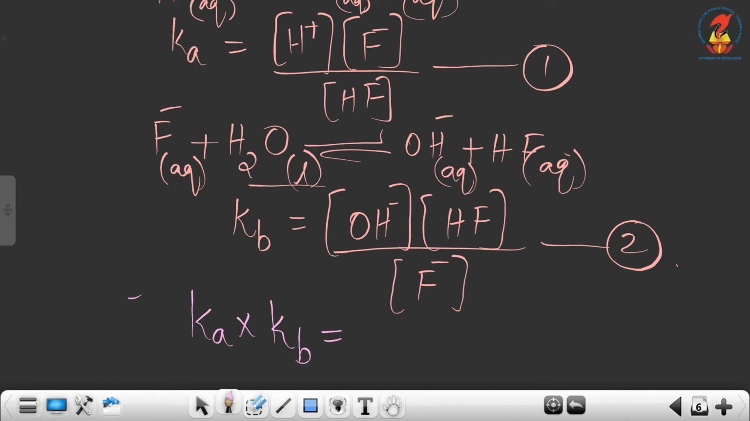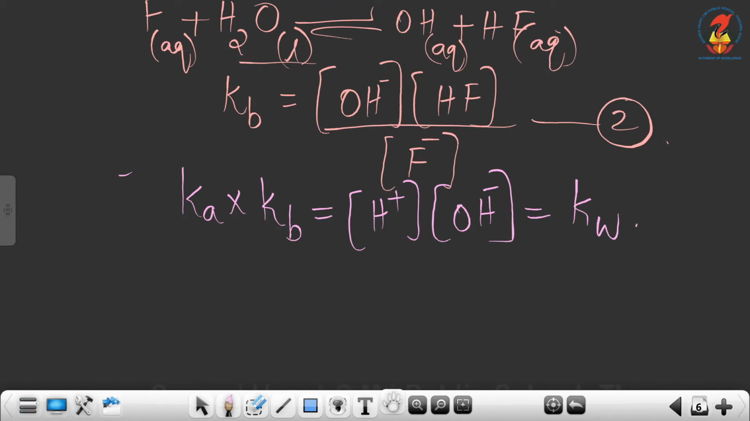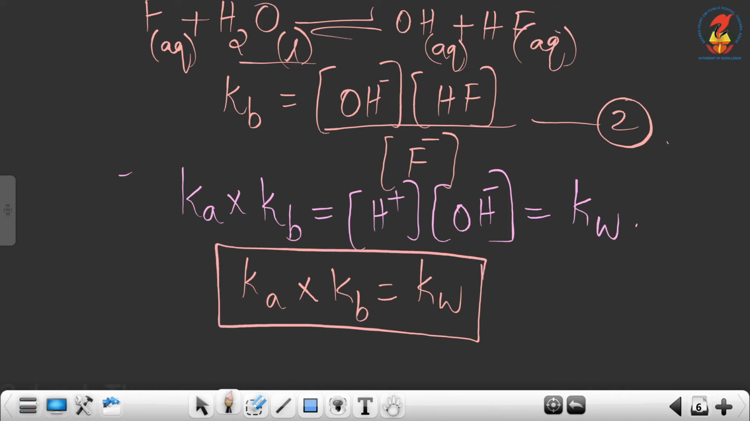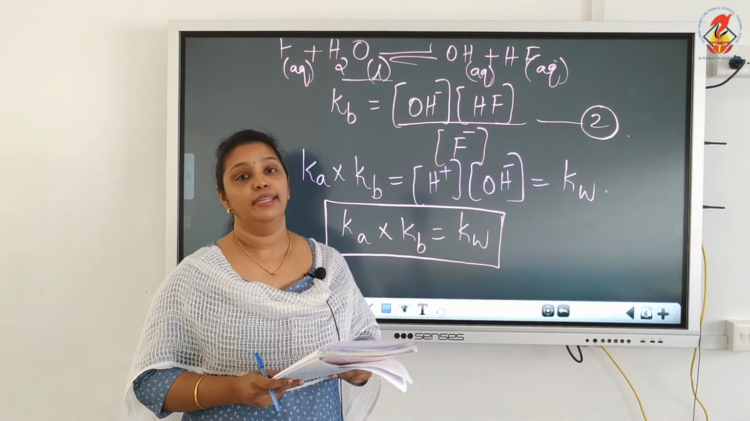Now, when you multiply Ka into Kb, equation number 1 and equation number 2, you can see all the terms get cancelled except H plus and OH minus. So the expression will be Ka into Kb equals concentration of H plus into concentration of OH minus, which is equal to the ionic product of water, that is Kw. Now I am going to rewrite this expression as Ka into Kb is equal to Kw. So this is the relation between Ka and Kb.